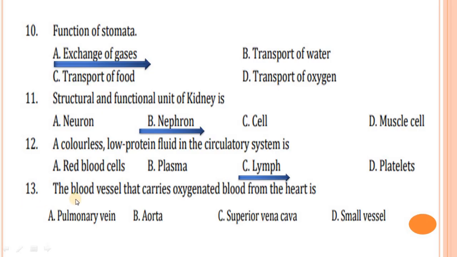13th question, the blood vessel that carries oxygenated blood from the heart is. So oxygenated blood will be moved from the heart to other parts of the body through the aorta.